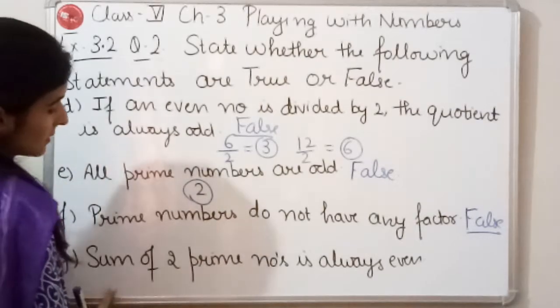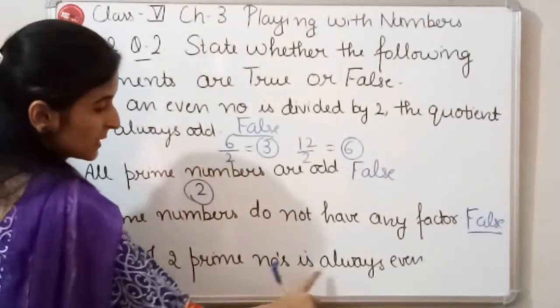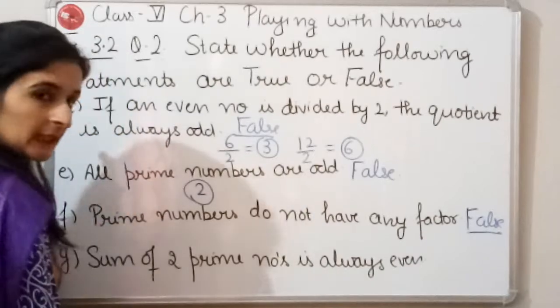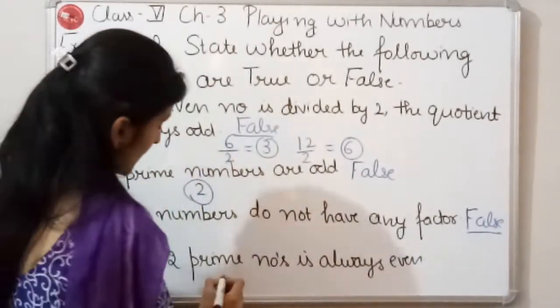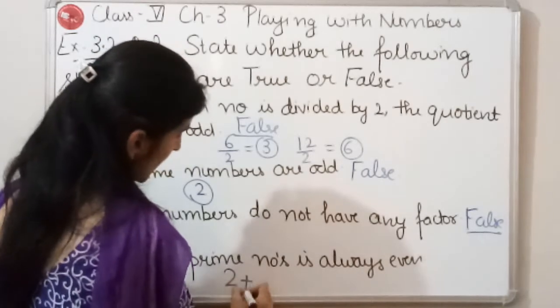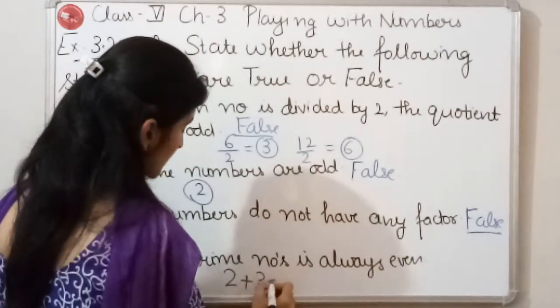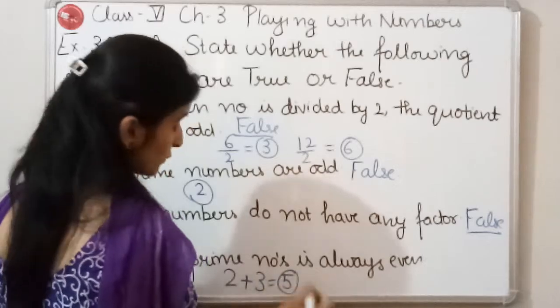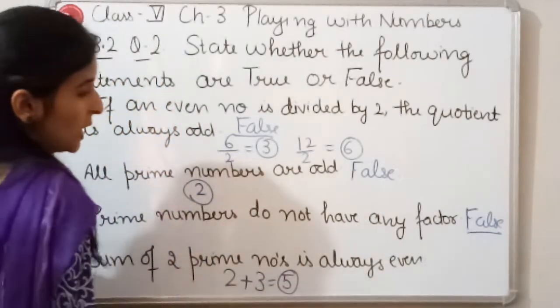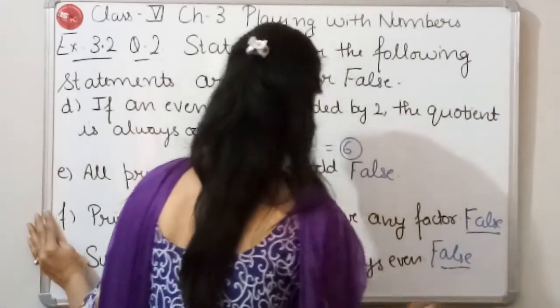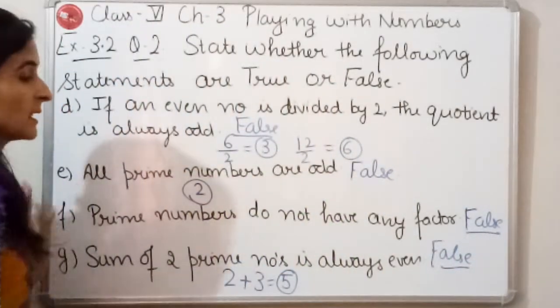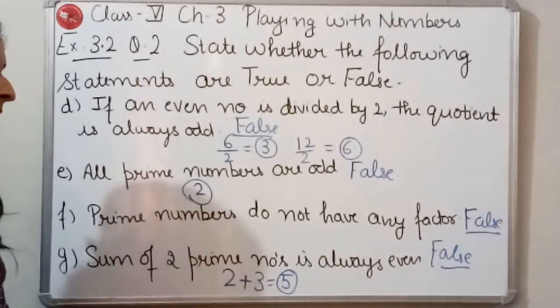Next is, the sum of two prime numbers is always an even number. Suppose I am taking two prime numbers, 2 and 3. 2 plus 3 is 5. So 5 is not an even number. So again this is a false statement. The sum of two prime numbers is not always an even number; here it is an odd number. Now let's come to the next part of this question.